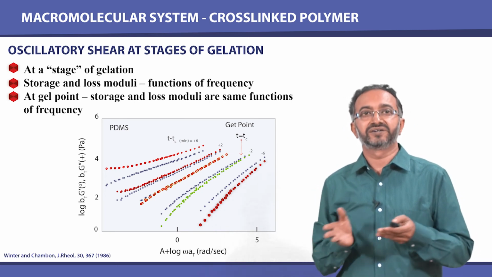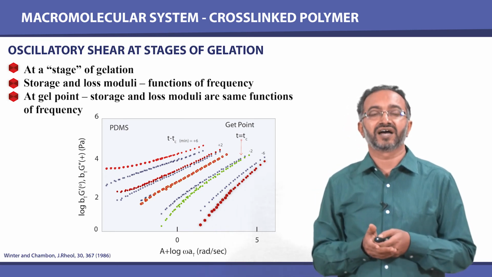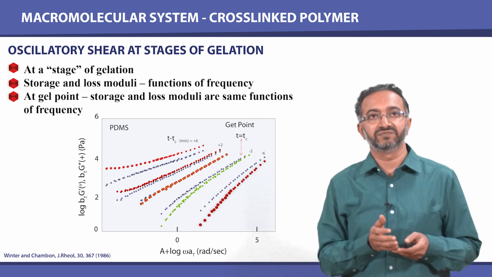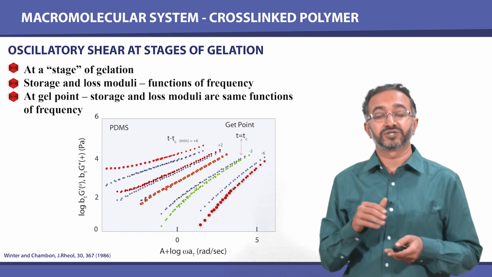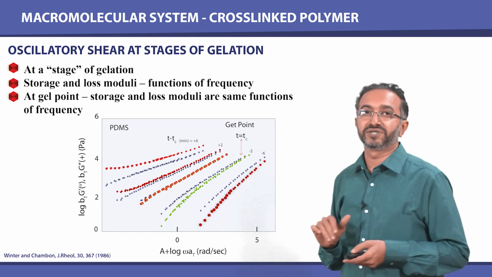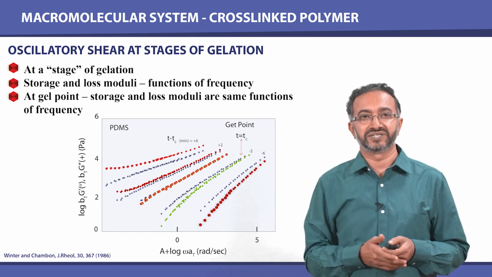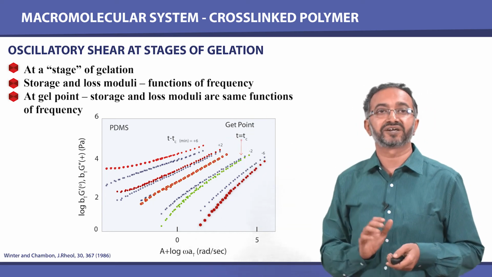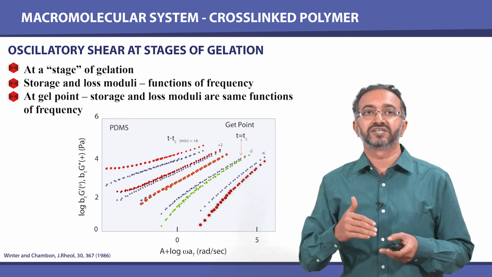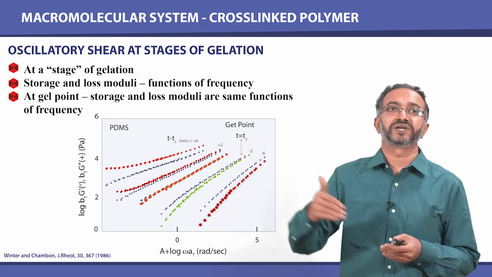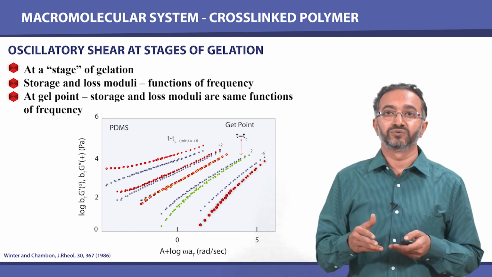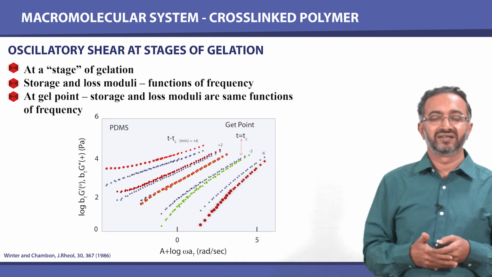Now, as the gelation is happening, we can see that G prime and G double prime start increasing, which we saw earlier. What is important in this graph to observe is how they vary as a function of frequency. And at the gel point, what this data shows remarkably is that both G prime and G double prime are the same functions of frequency.